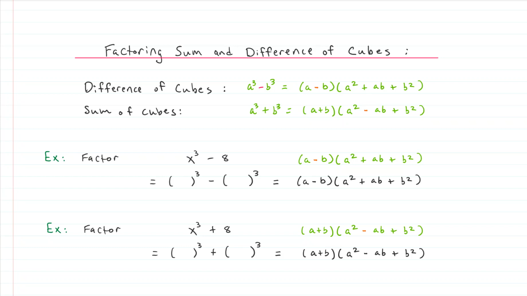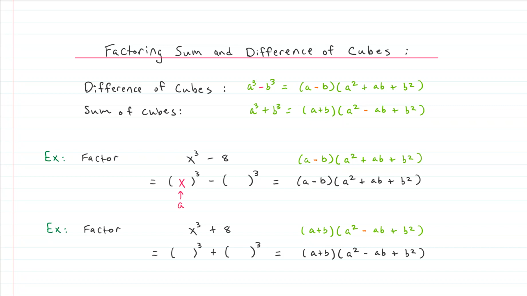So let's take two quick examples to get our feet wet. If we're given x cubed minus 8 and we're asked to factor that, we would look at it and say, well, can we make x cubed into something cubed, and can we make 8 into something cubed? When we look at the x cubed, that one's pretty obvious because it's just x. If we take x and we cube it, then we get x cubed. So that right there is our a. X is our a.